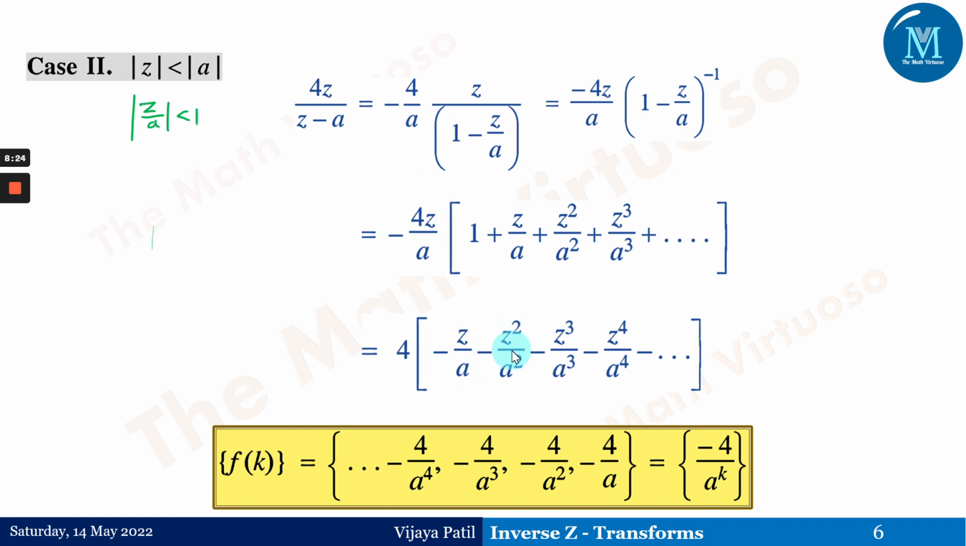And if you observe here, the series we are going to get is nothing but minus 4 upon a to the power 4, minus 4 upon a cube, minus 4 upon a square, and this is nothing but minus 4 upon a to the power k as the sequence, the inverse Z transform of the function we are going to get.